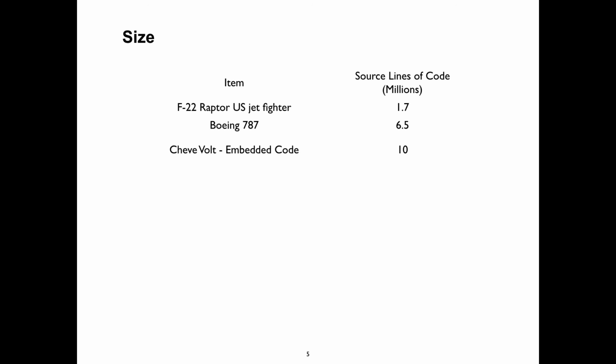Okay, the Chevy Volt, that's the embedded code. Cars now have little processors all over the place, and that is the code in those little processors. It doesn't talk about the entertainment section or the navigation section. 10 million lines of code. The radio navigation system in Mercedes-Benz is about 20 million lines of source code. Mac OS, the old version, has like 86 million lines.